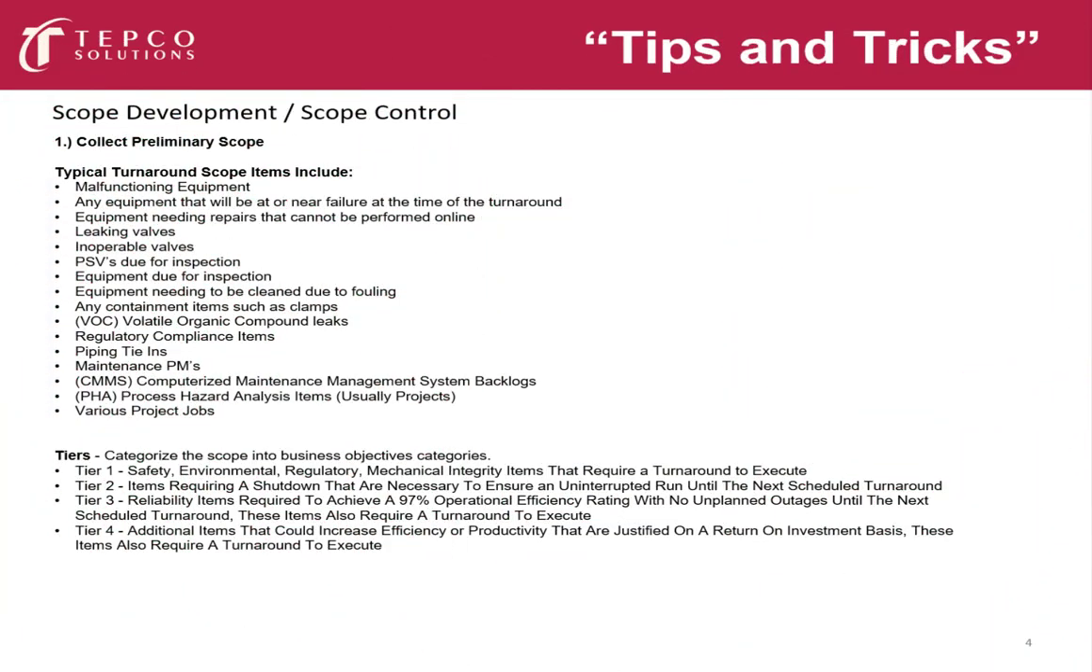So in the first phase, we're collecting the preliminary scope, as I said before. Typical turnaround scope includes a lot of the following items: malfunctioning equipment, equipment that will be at or near its failure, or an end-of-life project for a total replacement. It could involve civil work and many other factors. Equipment needing repairs that cannot be performed online has to have a turnaround.